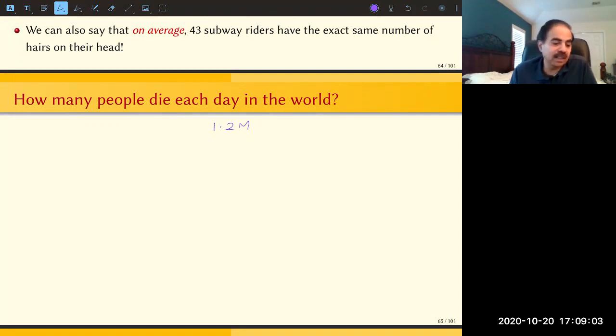So what data do we need in order to answer this question? It's obviously like a subway, and number of hairs question, right? So you need some data to answer this question. What is the data that you need? Other than how many people actually die every day or every 6 months, right? So what other data can you estimate this from?